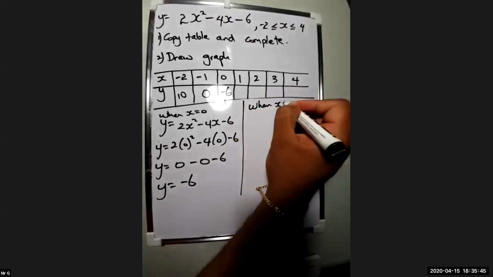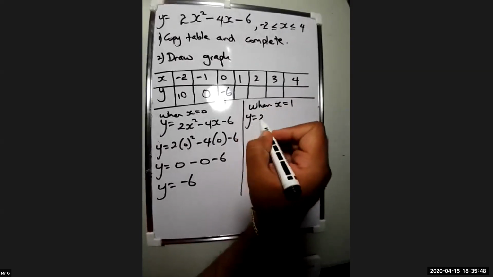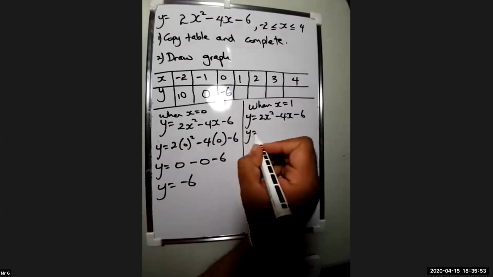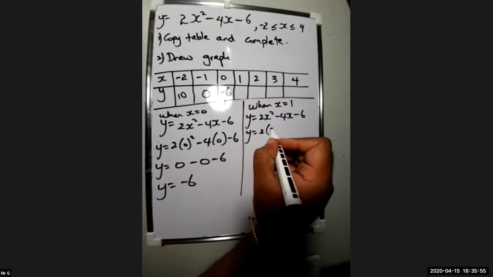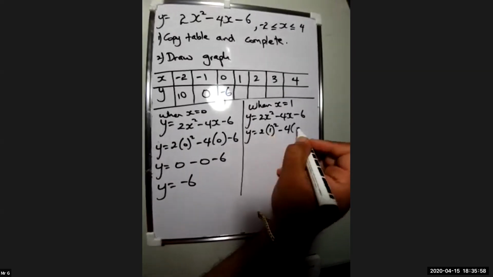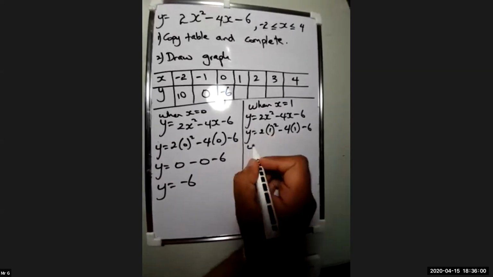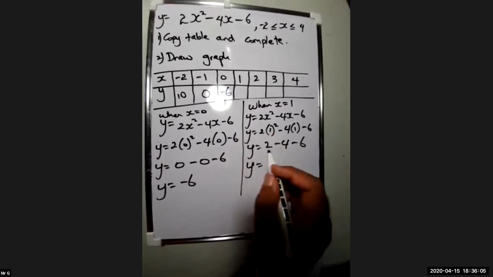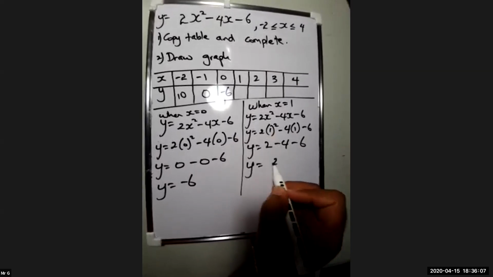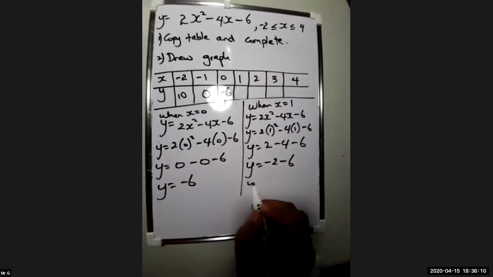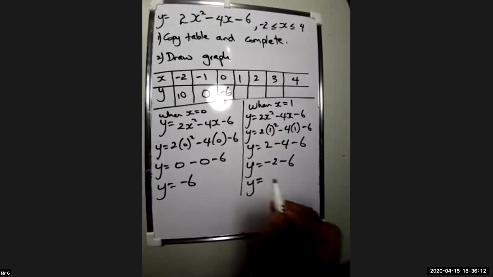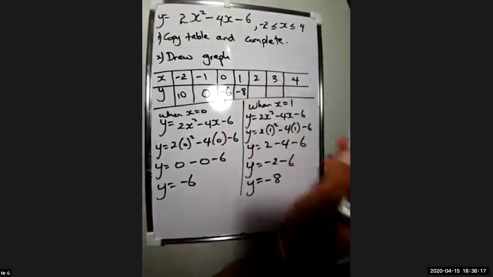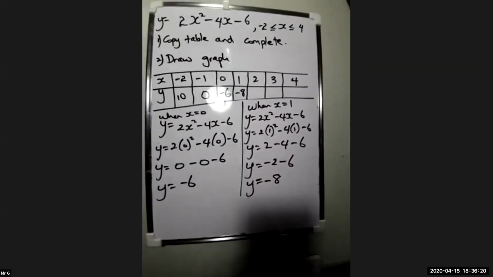When x is equal to 1, y is equal to 2x squared minus 4x minus 6. So y is equal to 2 into 1 squared minus 4 by 1 minus 6. This will give us 2, minus 4, minus 6. So 2 minus 4, when the signs are different, you find the difference, which is 2. You keep the sign of the greater number, minus. Then minus 2 minus 6: now the signs are the same. When the signs are the same, you add and keep the sign, so negative 8. I'll give you all some time to do the rest.